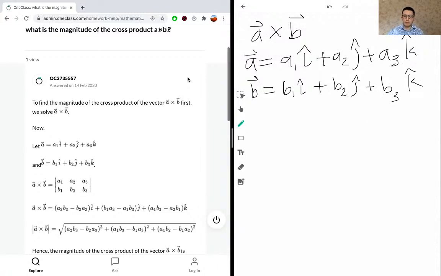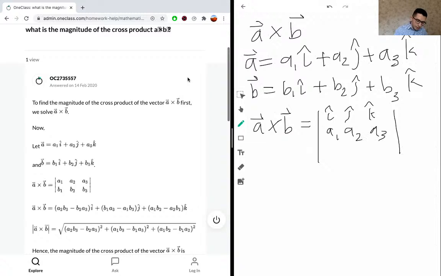So these are the separate components for each vector, and this will help us figure out the equation for the cross product. So here we'll do A cross B. A nice way to look at this is to draw the following: we'll have I, J, K, and we'll have A1, A2, A3, and then B1, B2, B3. Putting it in this kind of matrix will help us derive the formula for the magnitude.